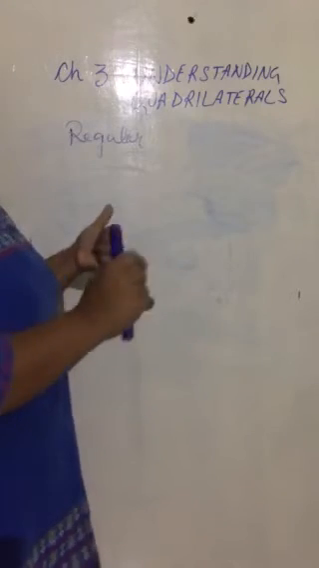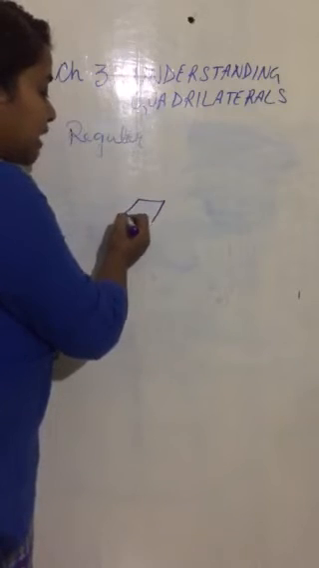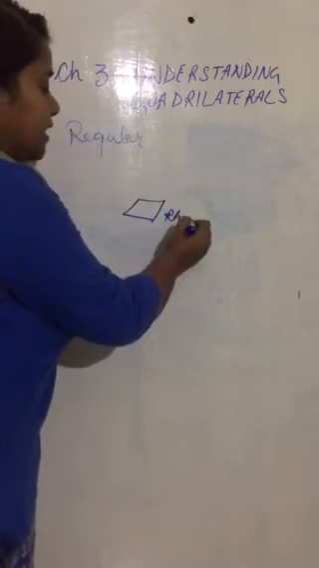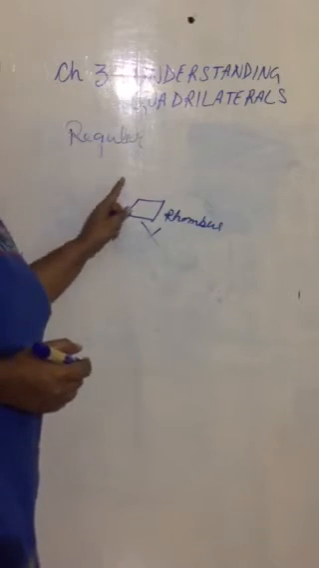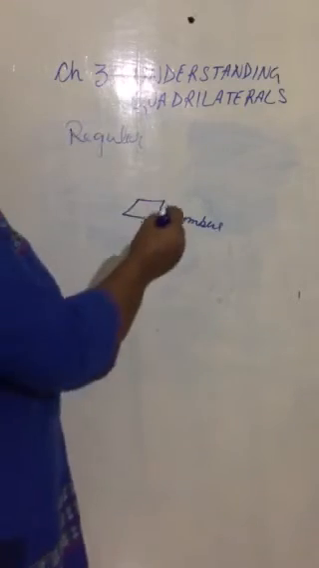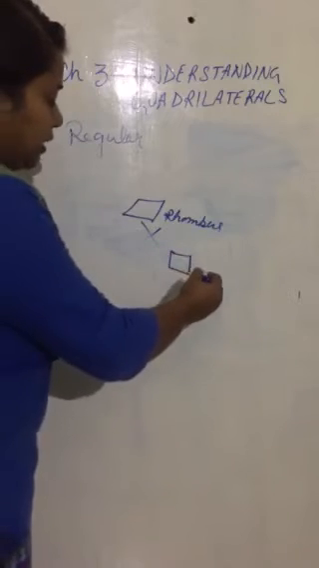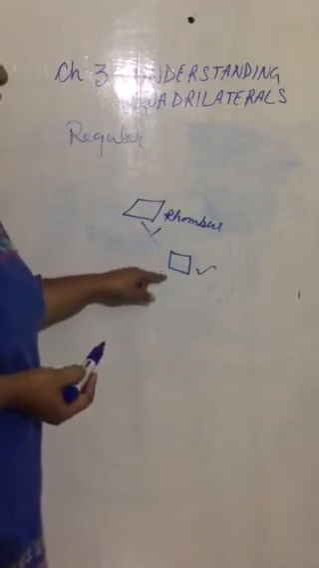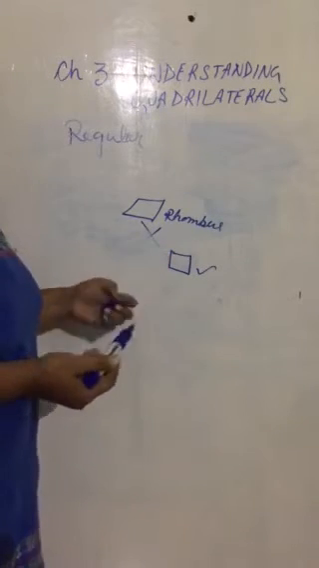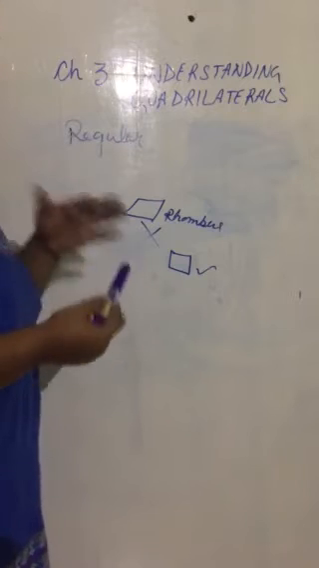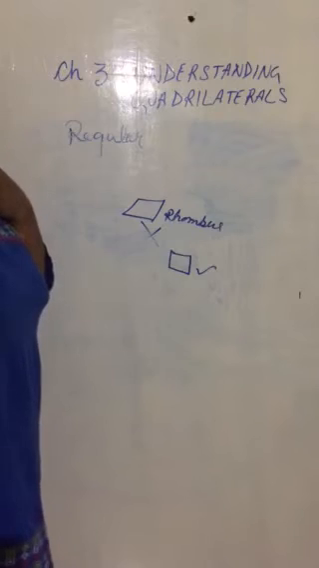Then in quadrilateral, which is a regular polygon? Did anyone say a rhombus? Rhombus, all sides are equal, but it is not a regular polygon because the angles are not equal. So which is a regular quadrilateral? Square is a regular quadrilateral because all its sides are equal and each angle measures 90 degree. So we have discussed concave polygon, convex polygon and regular polygon.